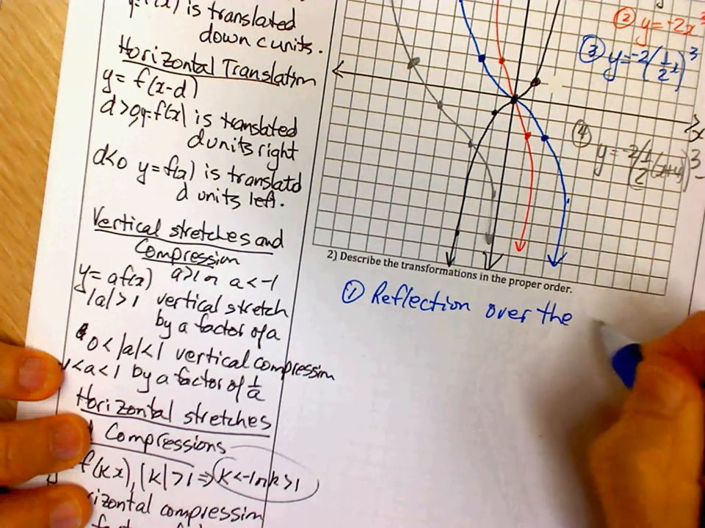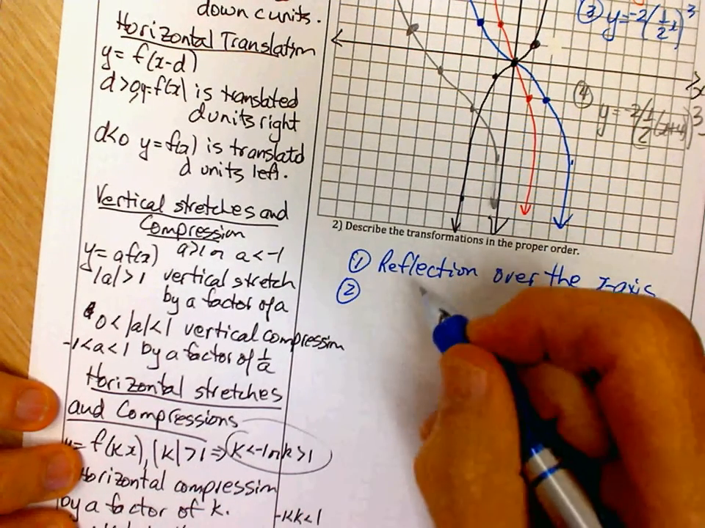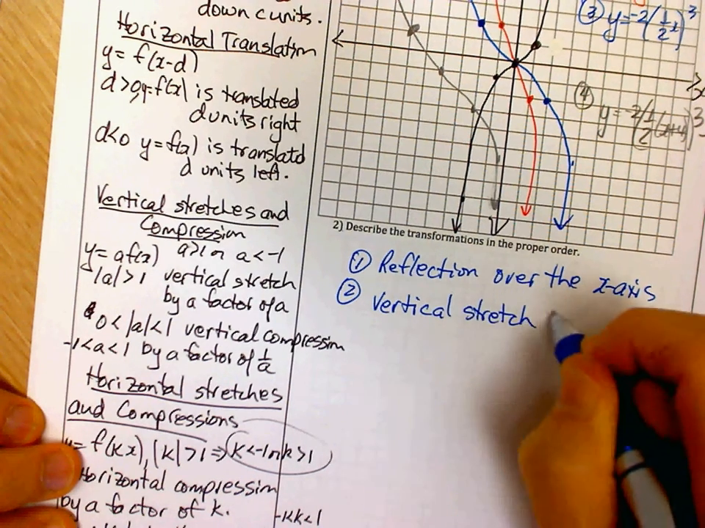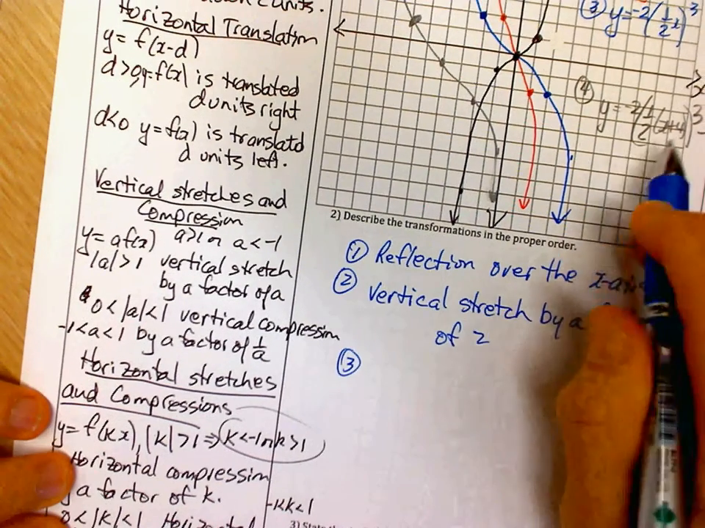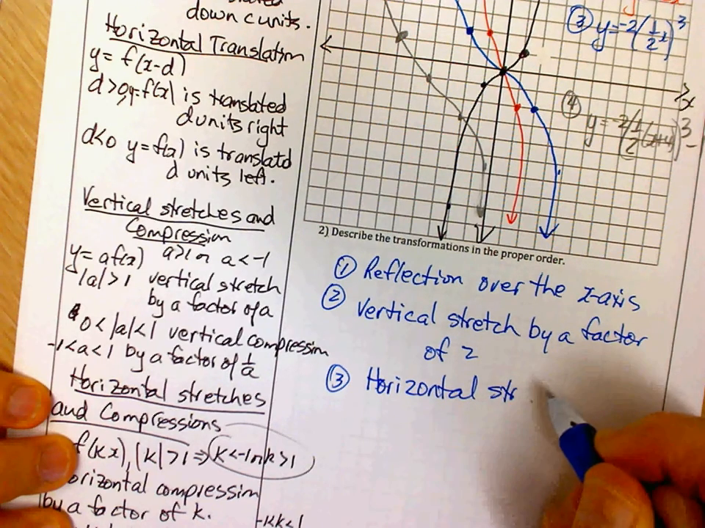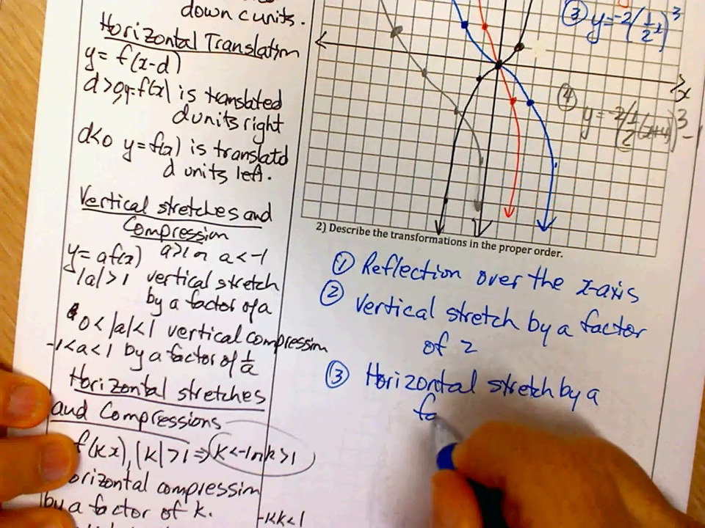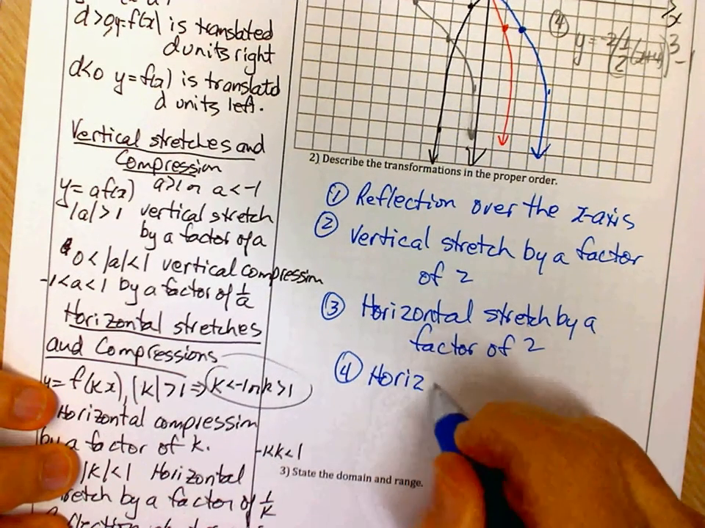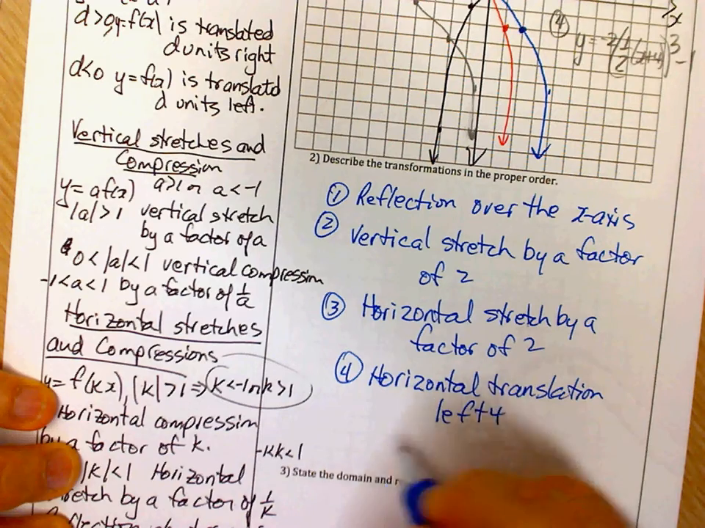2, we have a vertical stretch by a factor of 2. 3, we have a horizontal stretch by a factor of 2. 4, we have a horizontal translation. 5, and we have a vertical translation. Down 1.